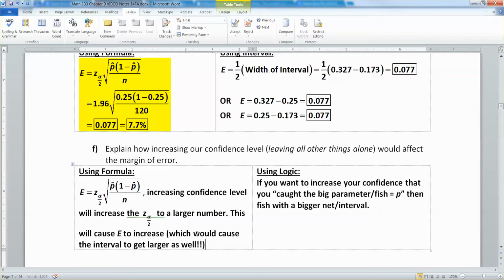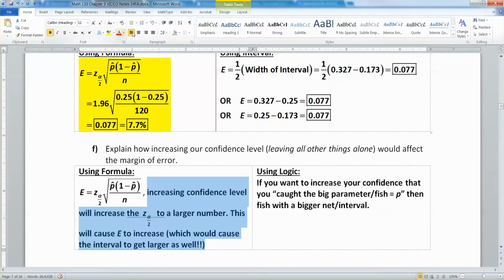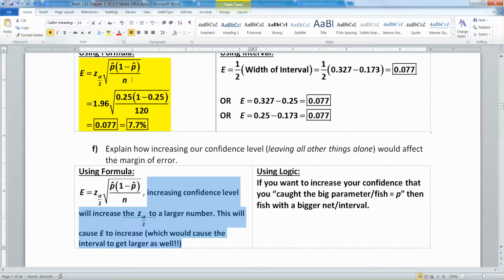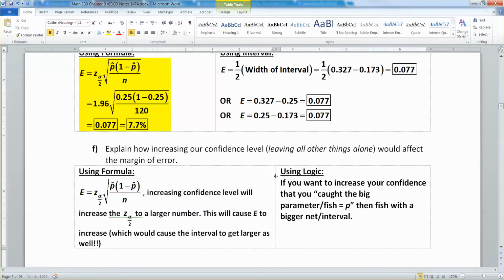Right? Because the error is half the width of the interval. So if you increase your confidence level, you're increasing your z. And if you increase your z, then you're increasing your error. And if your error increases, then so does your interval. It's kind of a logical argument. All right. Now that's kind of the formula way for why this works.